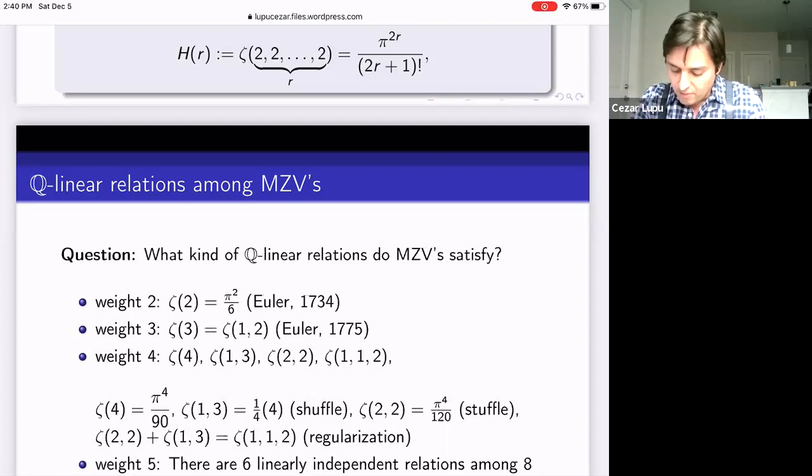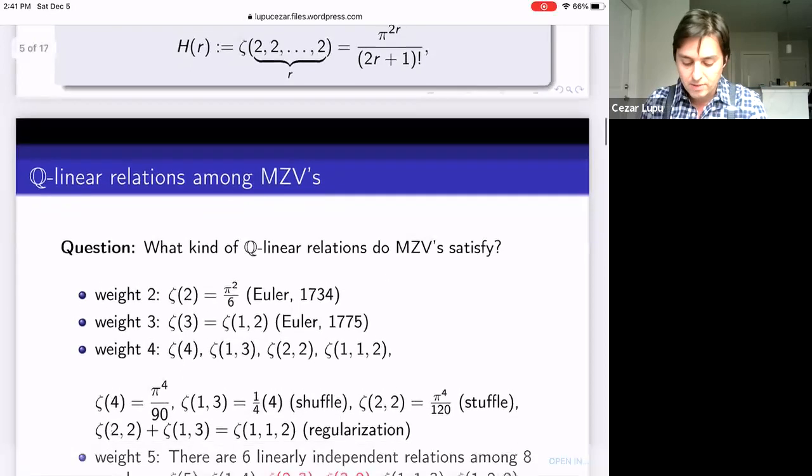And then from the Stuffle relation, just by multiplying the series, you get that zeta of 2, 2 is pi to the 4th over 120. And by the regularization, you can also obtain zeta of 1, 1, 2 in terms of zeta of 2, 2 and zeta of 1, 3. In other words, all multiple zeta values of weight 4 are rational multiples of pi to the 4th. All right, that's great. But the question is, what happens in weight 5?